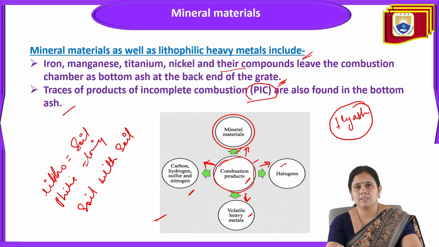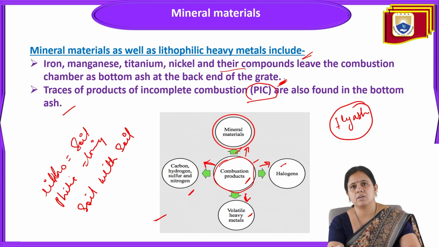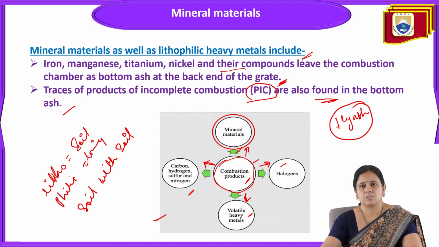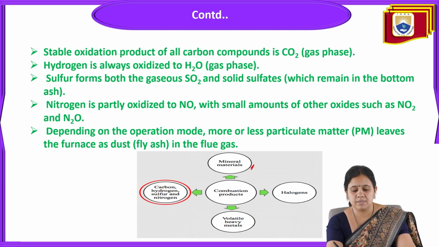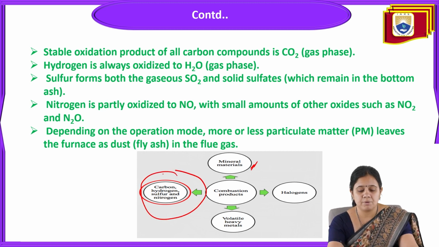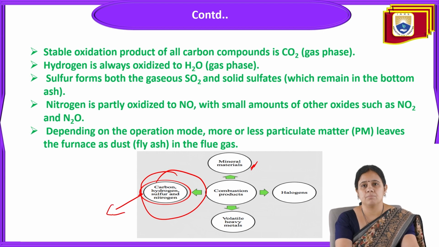These mineral materials are like lithophilic heavy metals, and they include iron, manganese, titanium, nickel and their compounds, and these compounds leave the combustion chamber as bottom ash at the back end of the grate. And the traces of products of incomplete combustion are sometimes also found in the bottom ash, which can be termed fly ash. Next is what happens after this mineral material formation: the carbon, hydrogen, sulfur and nitrogen formation.